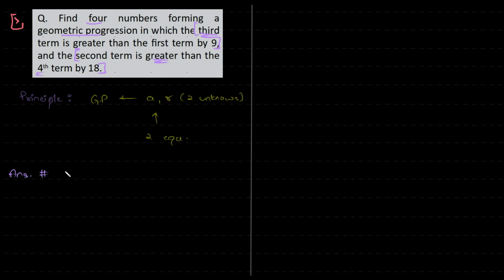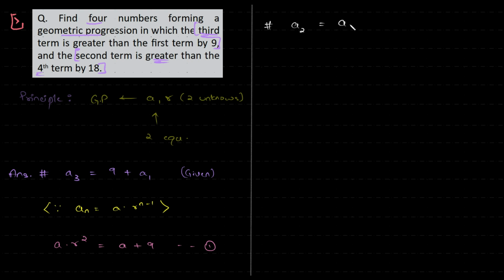We have been given that the third term is greater, means what? It is more by 9 with respect to the first term. This is given. So let's expand it. We will make use of a_n equal to a r to the power of n minus 1 for a geometric progression. In this case, we have a r squared equal to a plus 9. We'll call this 1. We will make use of it. That's the whole funda.